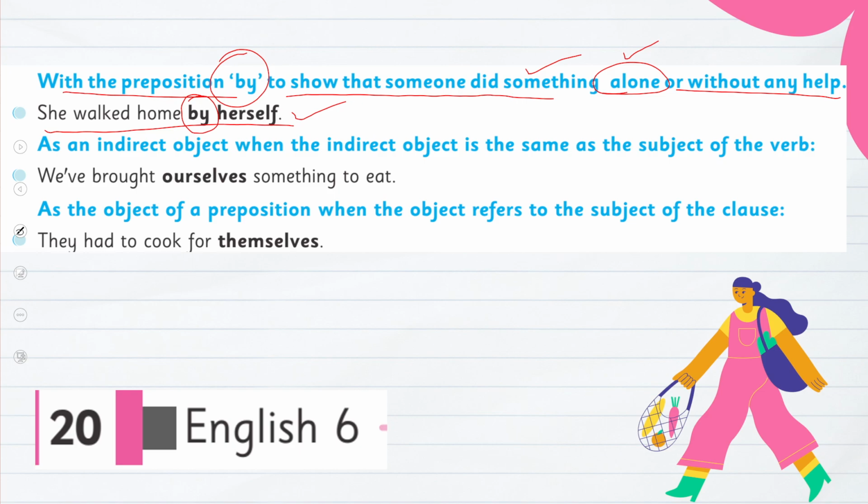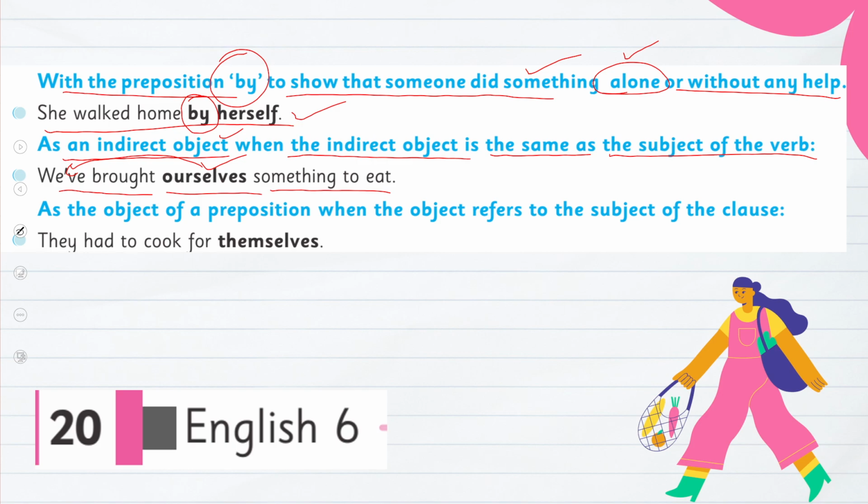Now, as an indirect object, when the indirect object is the same as the subject of the verb. In this case, let's clarify it with an example. We've brought ourselves something to eat. Now, ourselves is actually referring to the subject we. Now, it's an indirect object when the indirect object is the same as the subject of the verb that we can see here.